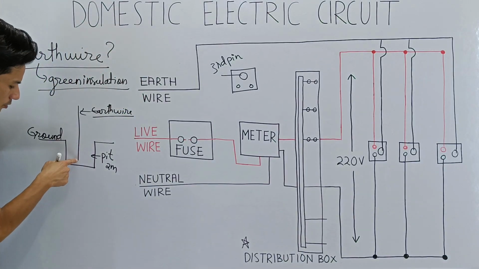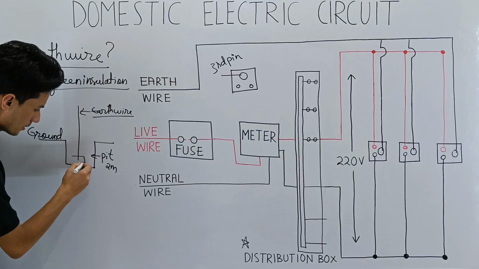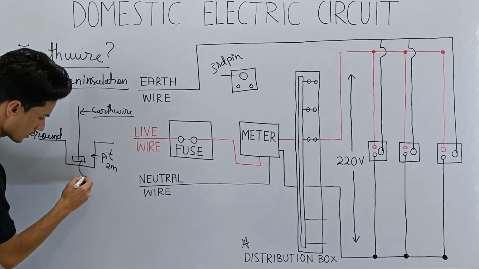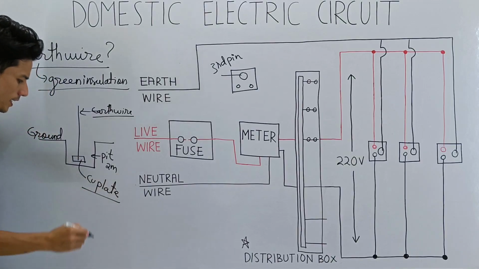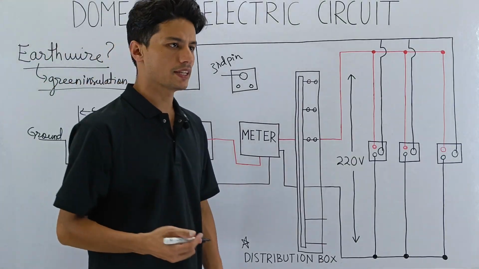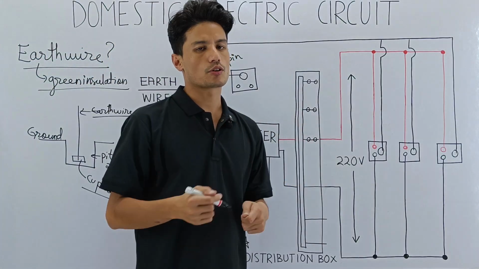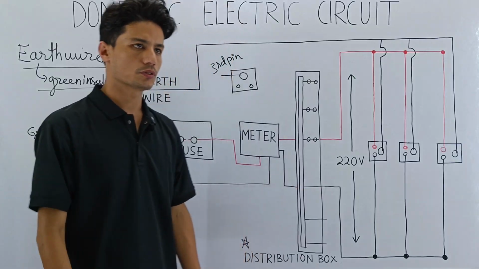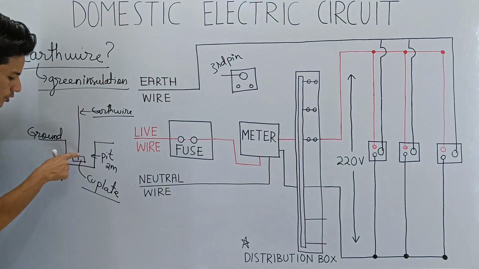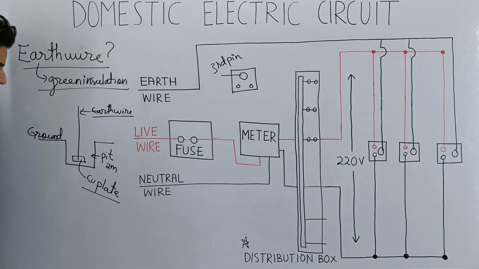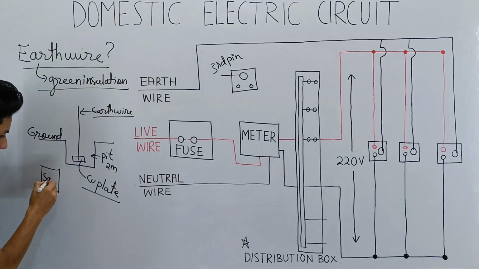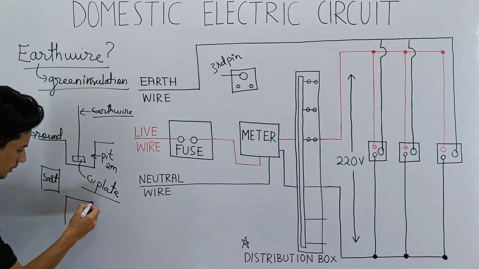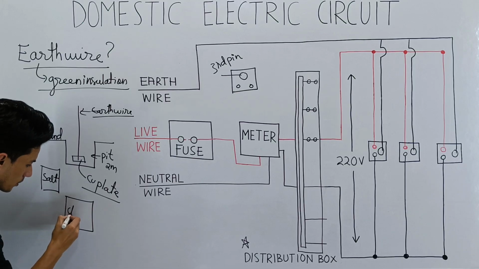Now the end of the earth wire will be connected to a copper plate. So let's say this is the copper plate. It will be connected to it; you can wind it over the copper plate, you can tie it. So the end of the earth wire is connected to a copper plate, and then we will take salt and we will take charcoal.